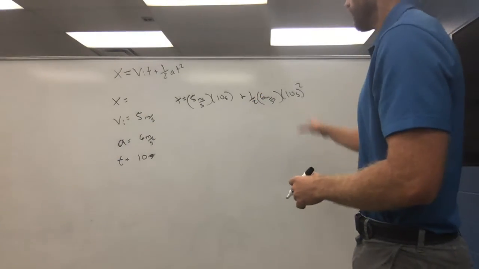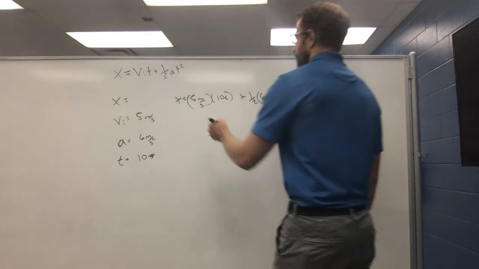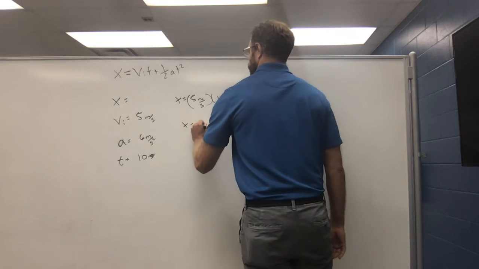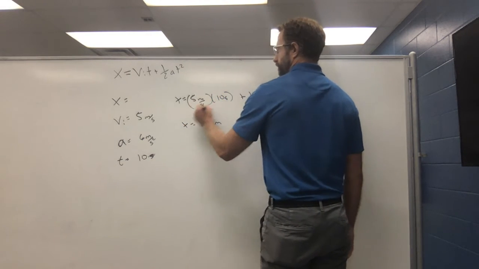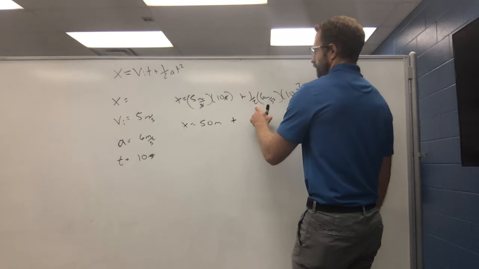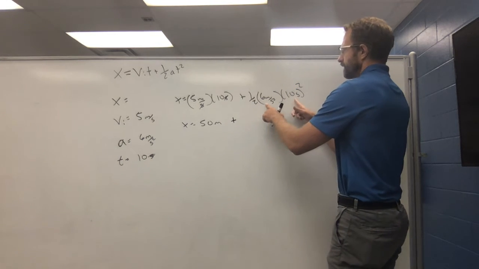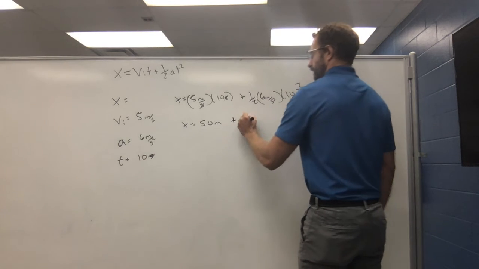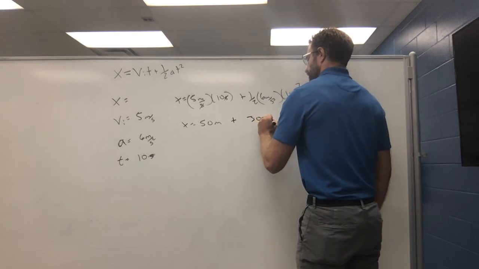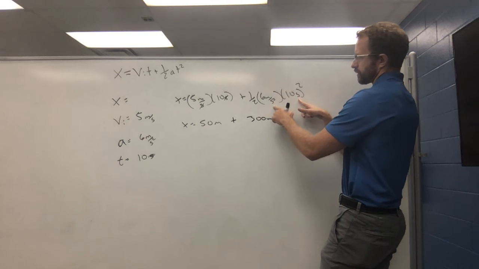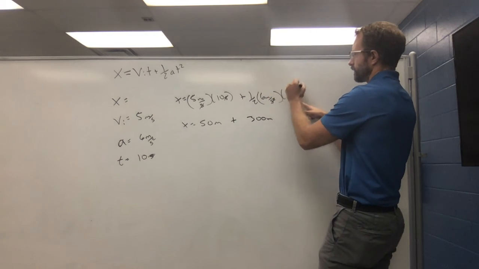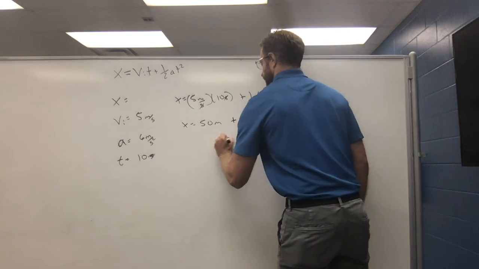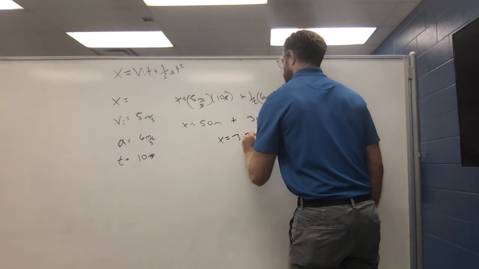So since I've got this, we can say our x equals 50 meters for this part. My seconds cancel out, plus 1/2 of 6, so that's 3, times 10 squared. 10 squared is 100. 3 times 100 would be 300 meters. My seconds are squared, and so those cancel out with my seconds squared right there. So we're going to cover 350 meters.